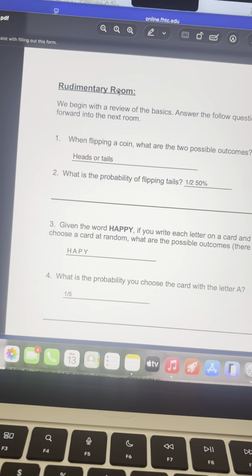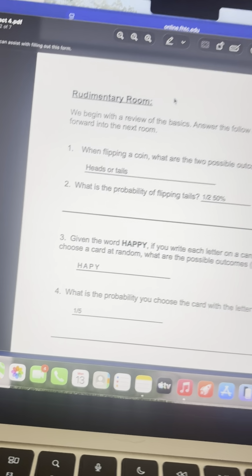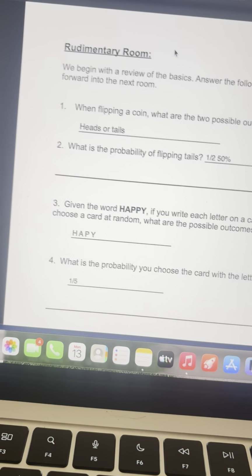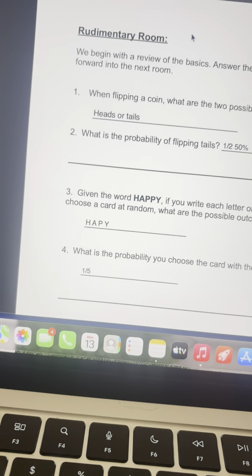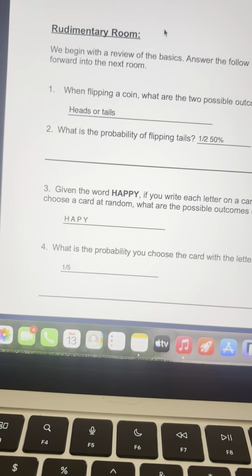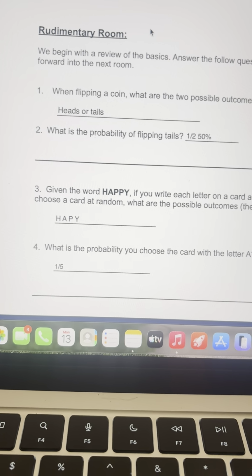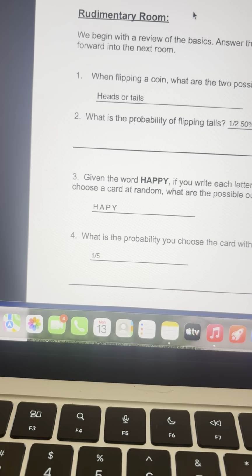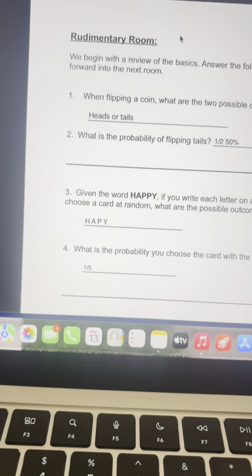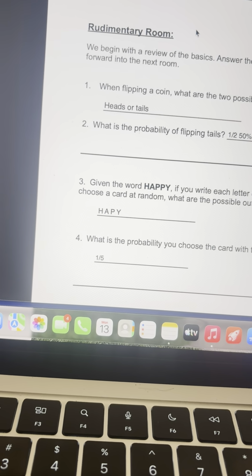Okay, so explaining my answers for each room. For the rudimentary room, for number 1, when flipping a coin, what are the 2 possible outcomes? I put heads or tails. For number 2, I think it's 50% for the probability of flipping tails.